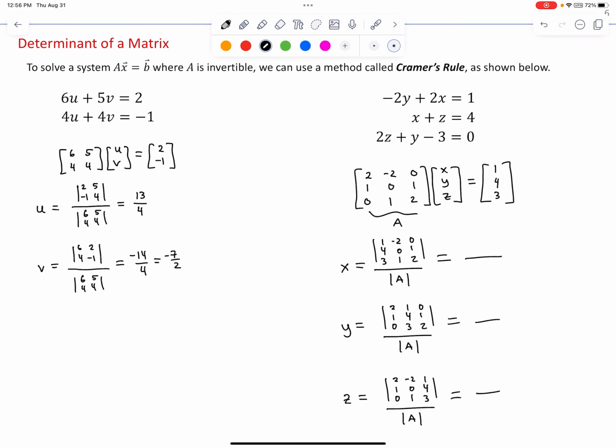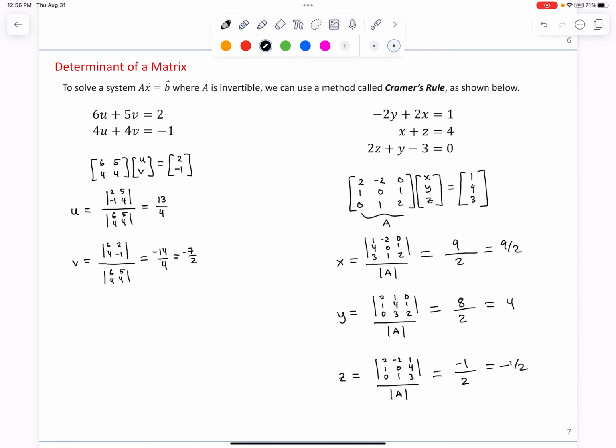The determinant of A was 2, and the determinant of my first numerator is 9, determinant of my second numerator is 8, and the determinant of my final numerator is -1. And so we have answers of 9/2, 4, and -1/2. I leave it to you to verify that these are in fact solutions to this system. And this wraps up our lesson on the determinant of a matrix.